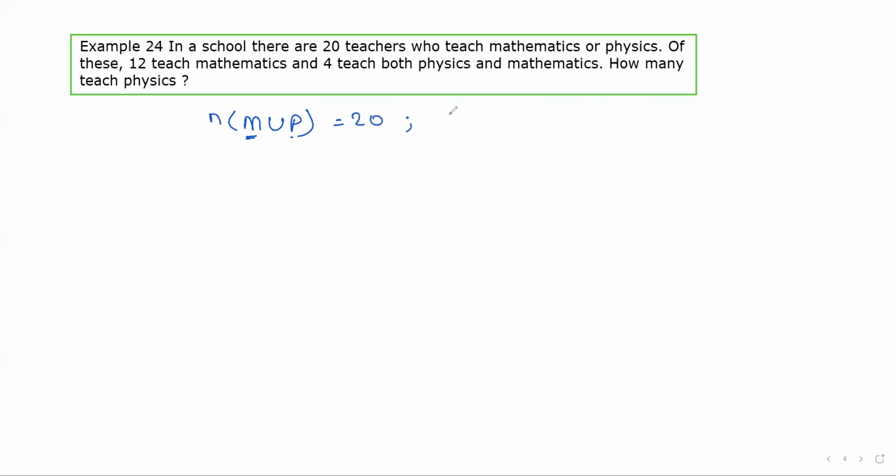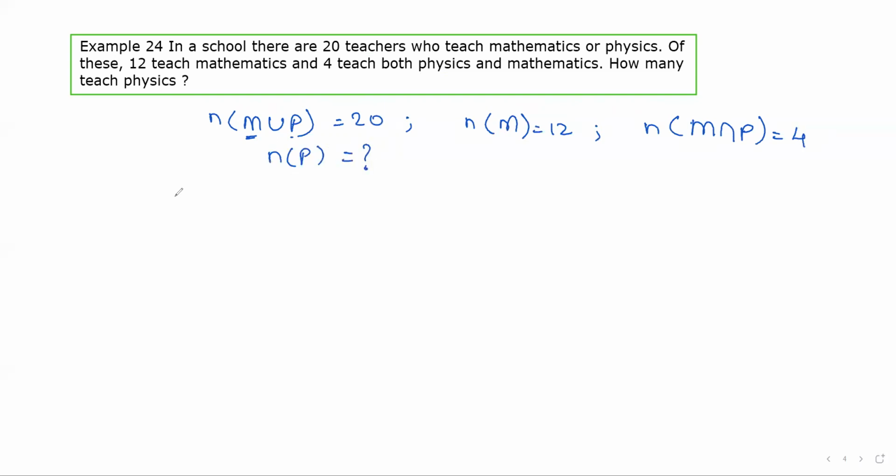Of these, 12 teach maths. So number of elements who teach maths will be 12, and 4 teach both physics and maths. Number of teachers who teach both maths and physics means M intersection P. This value will be equal to 4. How many teach physics? You have to calculate number of teachers who teach physics.